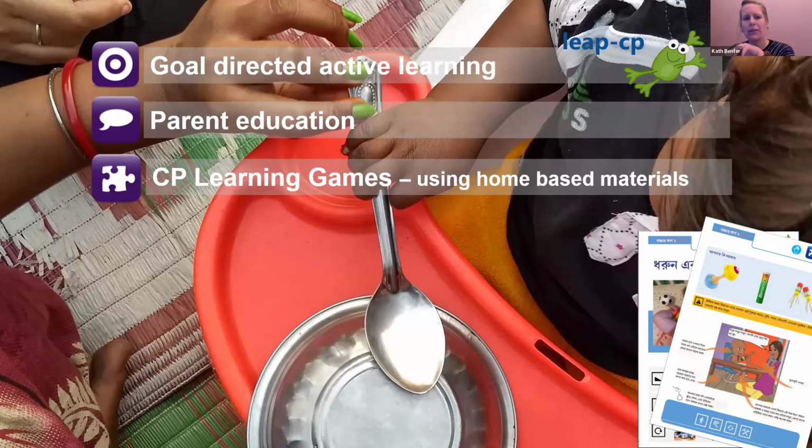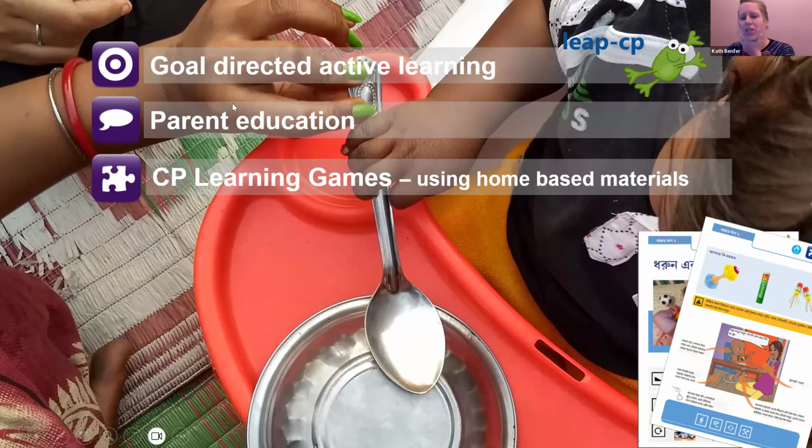Once we identify a baby that needs that additional support, then we fast track them into the LEAP intervention. And that consists of 3 key components. We've got goal-directed active learning, which is a goal that's been identified by the parents or the family and can be anything from gross motor to upper limb, communication, vision, feeding, nutrition. So it can be really any area of development.